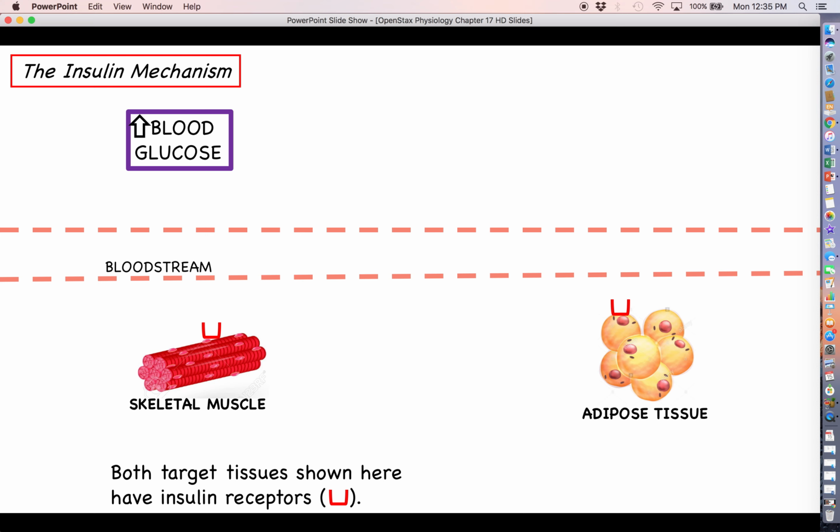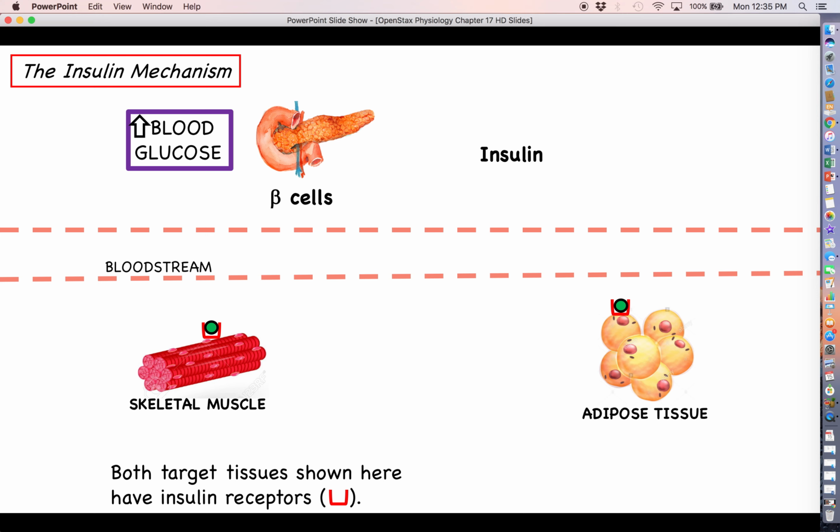So here's how it works. We know that our trigger, our stimulus, is the high blood glucose. The beta cells of the pancreas are acting as both the sensor and the control center here, and our output signal is the insulin itself. The insulin, being a hormone, gets into the bloodstream, circulates all throughout the body, and goes looking for its effector cells. In this case, skeletal muscle, adipose tissue, and to a lesser extent, liver tissue as well.